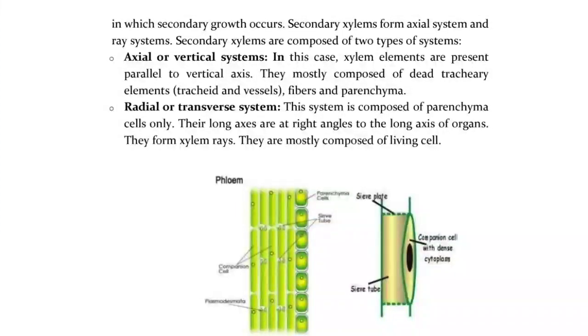Secondary xylems are composed of two types of systems. First, axial or vertical systems. In this case, xylem elements are present parallel to the vertical axis. They mostly comprise dead tracheary elements, tracheids, vessels, fibers and parenchyma. Second, radial or transverse system. This system is composed of parenchyma cells only. Their long axes are at right angles to the long axis of organs. They form xylem rays. They are mostly composed of living cells.